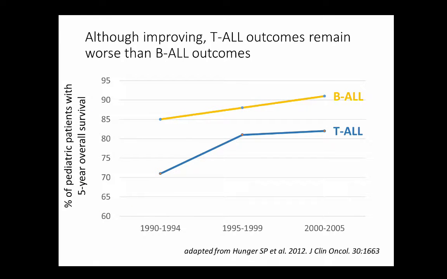What's the big deal? Unfortunately, importantly, we have overall improvement in outcomes. This is looking at 5-year overall survival in pediatric patients. And we have seen improvement over the years. But unfortunately, the survival rates of TALL is remaining inferior to what we see in BALL. And this is likely related to the fact that it is such a rare entity that we just don't encounter it as much, and we don't understand it as well as we do, for example, BALL.